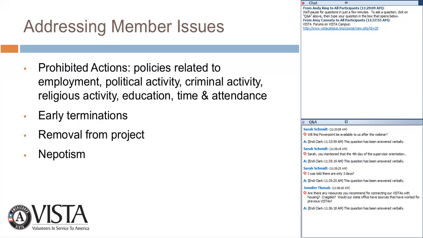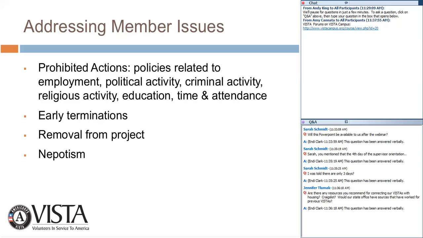And then we also have a policy as it relates to criminal activity of VISTA members during their service term. I don't want to go into detail about that because every single instance of criminal activity of a VISTA member during their service term is evaluated on its own merit and in its own circumstance. If ever you have an instance where a VISTA member has participated in criminal activity during their service term, you should be aware that you should be contacting your state office immediately.